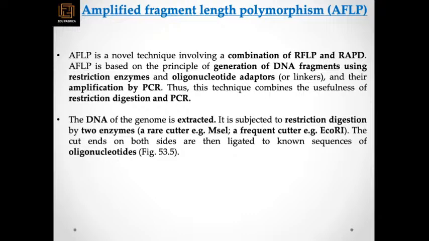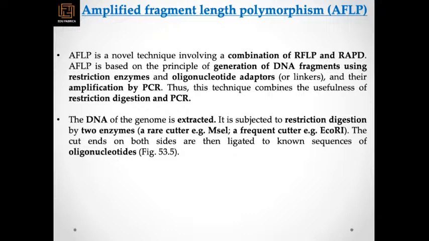So AFLP basically includes the generation of DNA fragments using restriction enzymes and oligonucleotide adapters, and their amplification, which we then do by PCR. So first we restrict them, we digest them with the restriction enzymes, then we do the PCR. And this technique combines the usefulness of both restriction digestion and PCR.